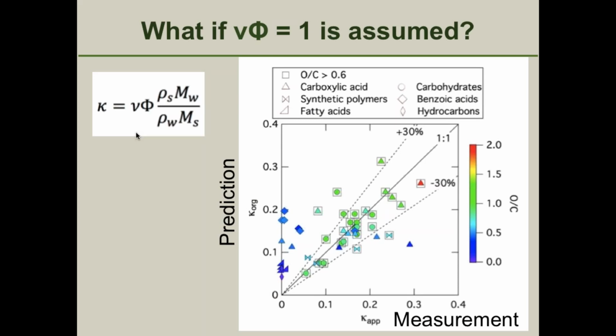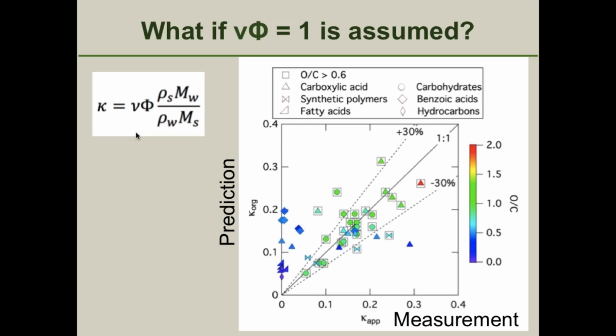I'm showing the plot for many different compounds, carboxylic acid, some fatty acid, and so on. It's color scaled based on O2C ratio. Obviously, we see this bunch of outliers in blue, and it actually makes sense. This predicted value is only based on molecule size, so it has nothing to do with functional group, nothing to do with O2C ratio. Purely based on size, this will predict this much kappa value.